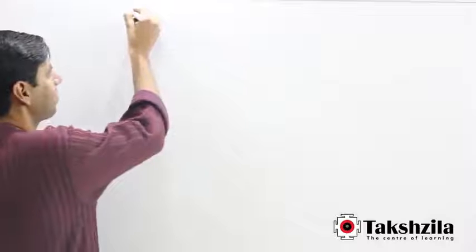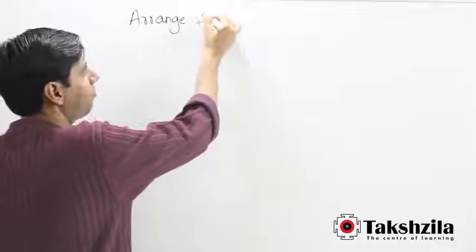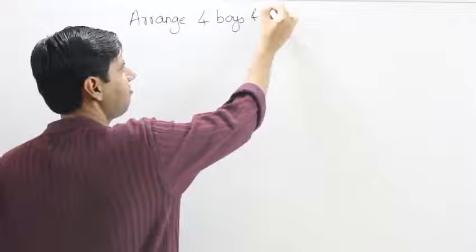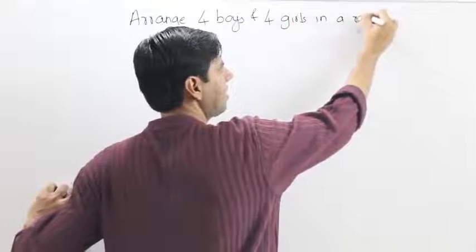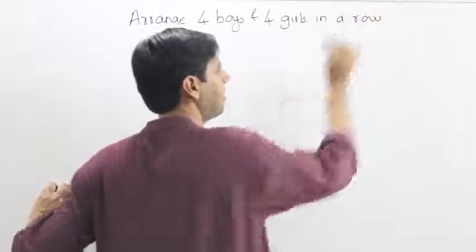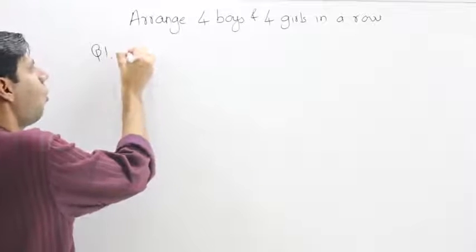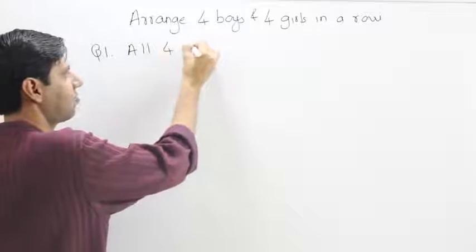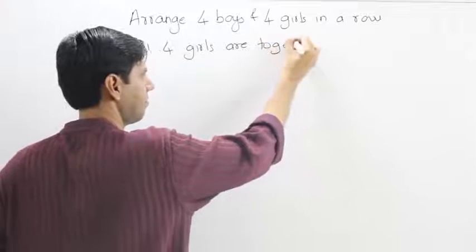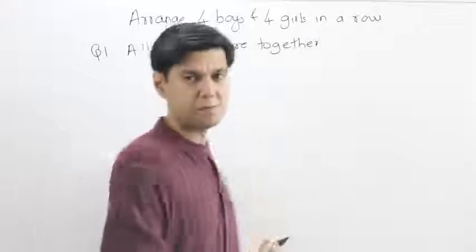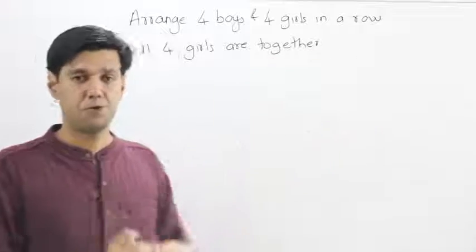In this example, we have to arrange 4 boys and 4 girls in a row. There are different conditions given, so let's treat them as different questions. The first condition is such that all 4 girls are together.